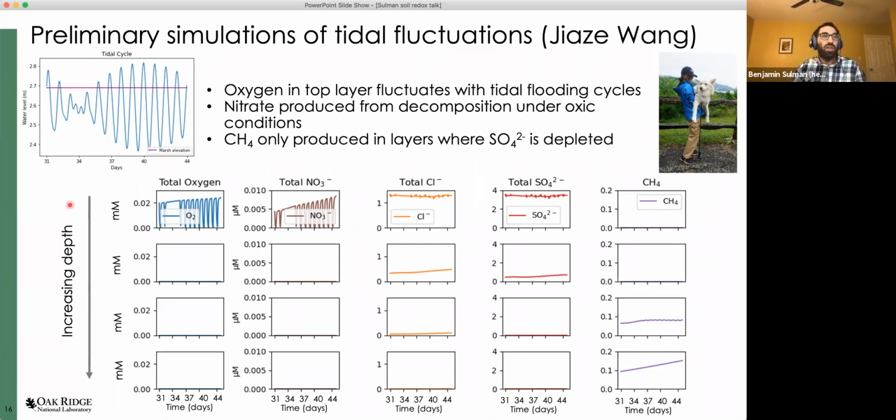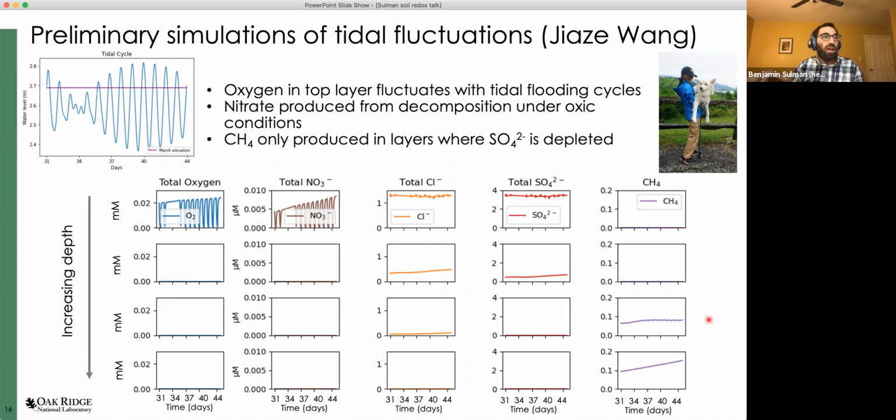And so she's starting to simulate this multiple layer column of sediment in a coastal wetland where you have the top layer, which is exposed to the air under some conditions, where oxygen is really dynamic depending on where it is in that flooding cycle. And then we have it feeding into nitrate concentration and also tracking things like chloride and sulfate concentrations. And we're beginning to see some of these interactions where you have sulfate being depleted lower in the profiles. In these simulations, it's supplied by over-the-top saltwater flooding, and methane production occurs in this profile, but only at the layers where sulfate has been depleted.